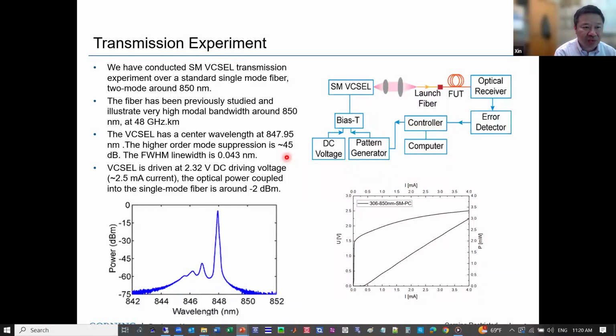And here on the bottom right, I show the LIV curve. So these are the basic information that characterize the VCSEL. Next slide, please.